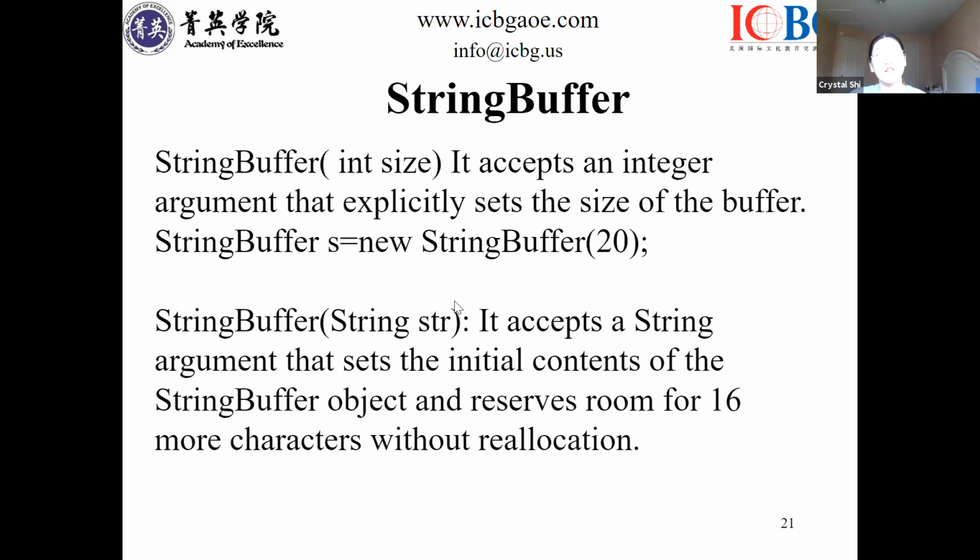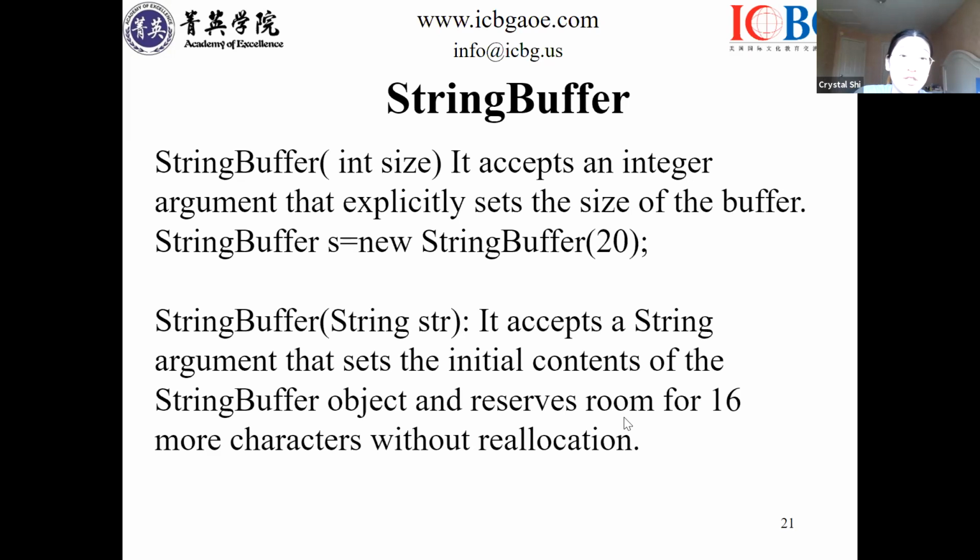You can also create a string buffer and give it a size argument when you construct it. This will accept an integer argument that explicitly sets the size of the buffer. In computer science in general, we use buffer to refer to how much space you have. The size of the buffer is like how big your box is, how many books you can fit in your box. Here we're explicitly saying we want a box that has space for 20 books, instead of the default, which is 16.